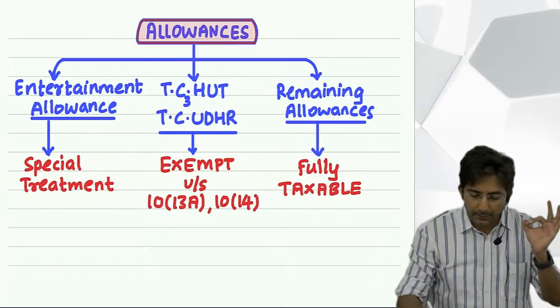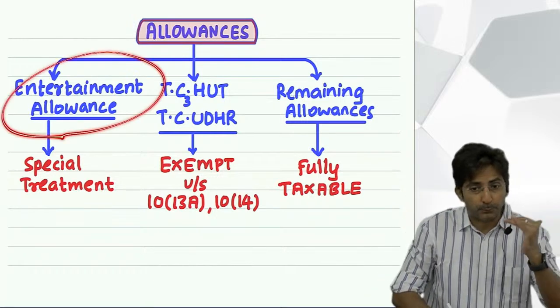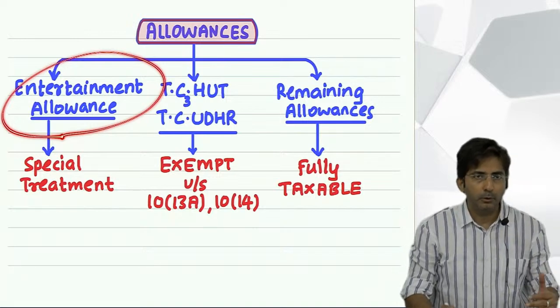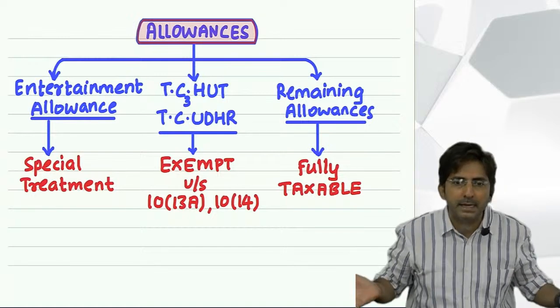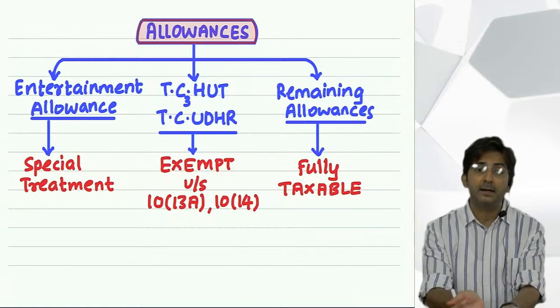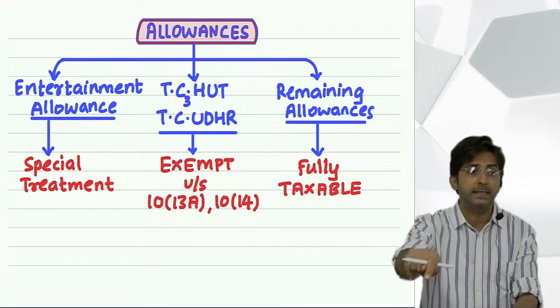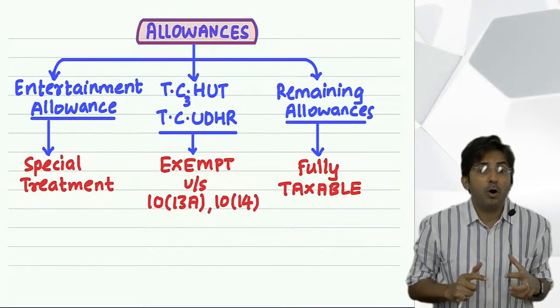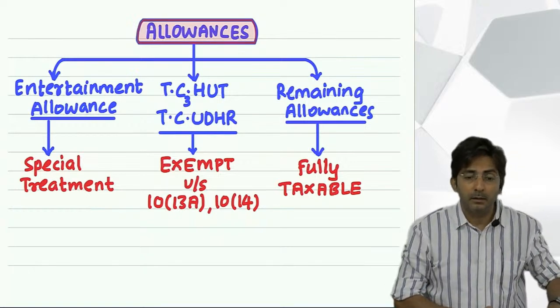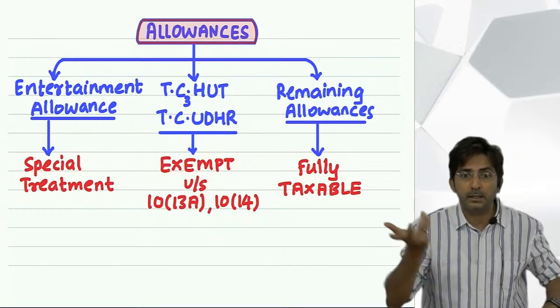Mean this is typically an allowance for office purpose. Because you have to entertain not your brothers and sisters and uncles and aunties. You have to entertain clients and customers of the business. And they are customers of your boss. And you know why the boss wants you to entertain the customer? Because for a business, customer is a king.